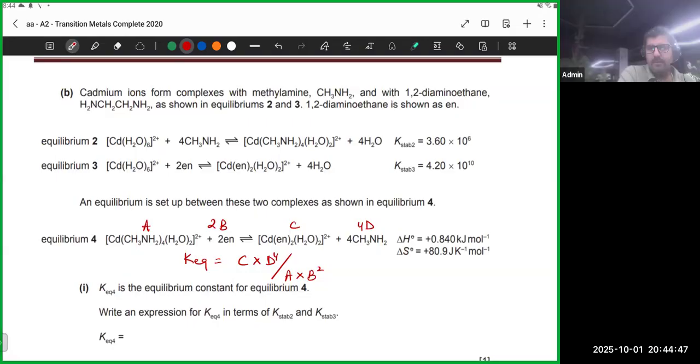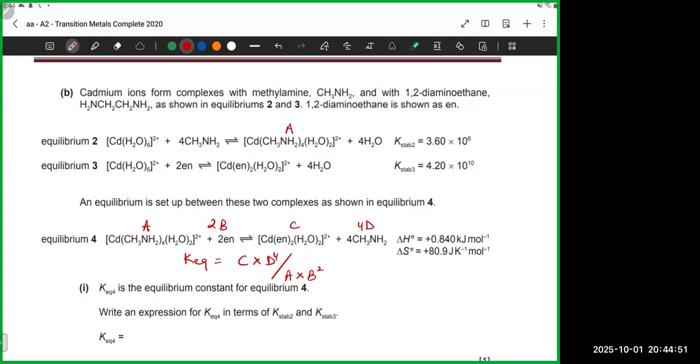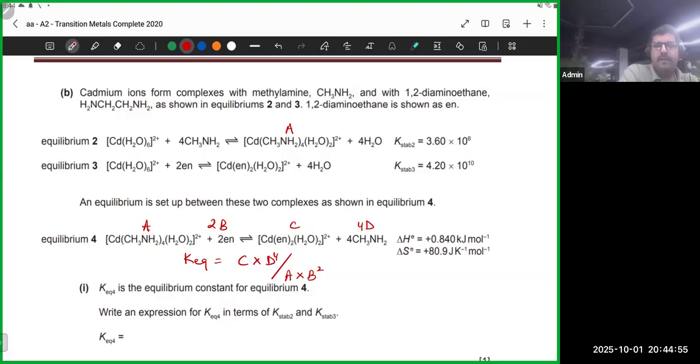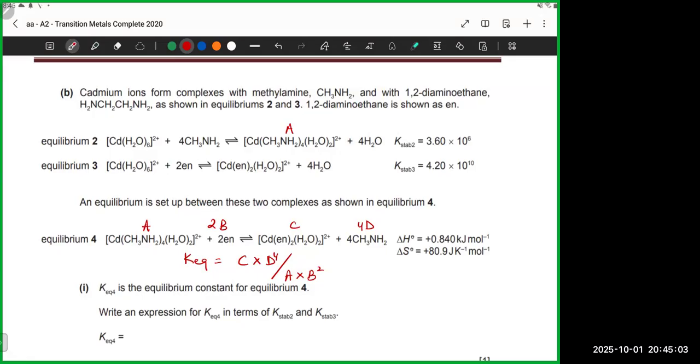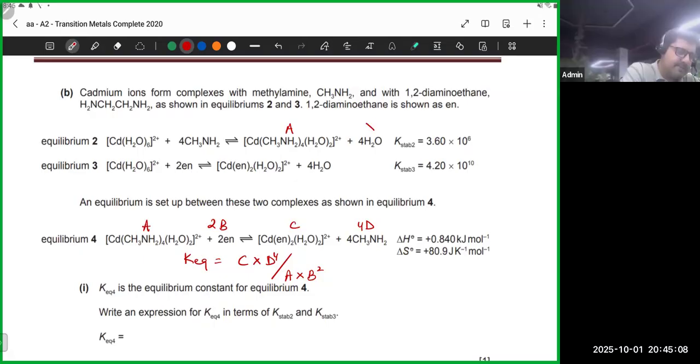Achha, now this expression is just products divided by reactants, right? Yes, that's K equilibrium. I just did that because writing it out was difficult, so I turned it into ABCD. Okay, so I'm going to call water X, so it's 4X.